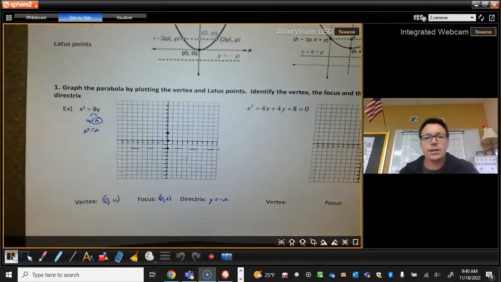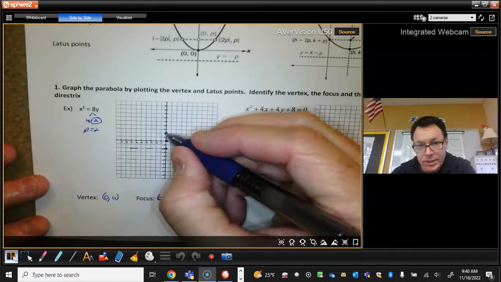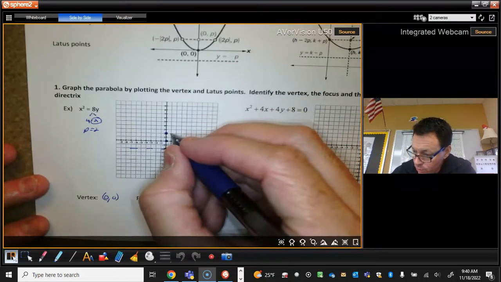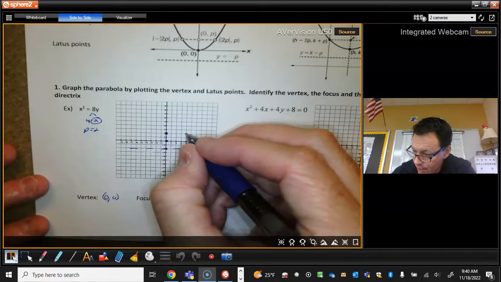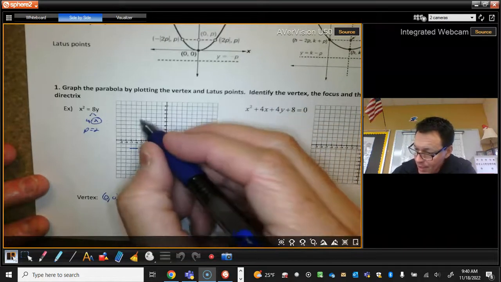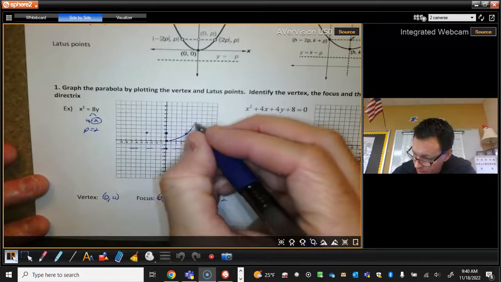And now we need to find our two lattice points. So again, however much you go up to find your focus, so this was 2, we are now going to double that. And so we're going to go 4, 1, 2, 3, 4 to the right. And we're going to go 4, 1, 2, 3, 4 to the left. And these 3 points are going to give us the shape of our parabola.